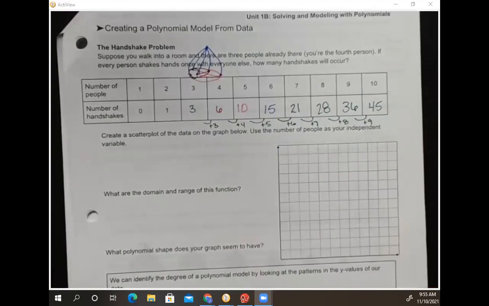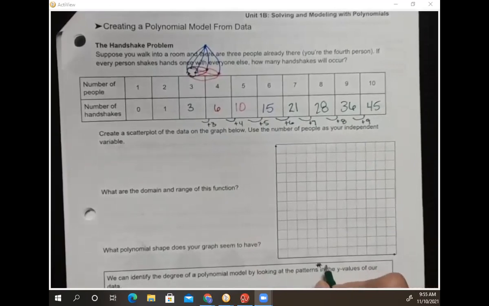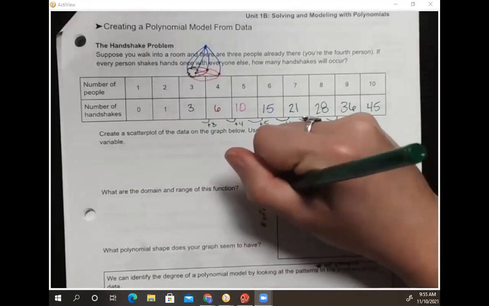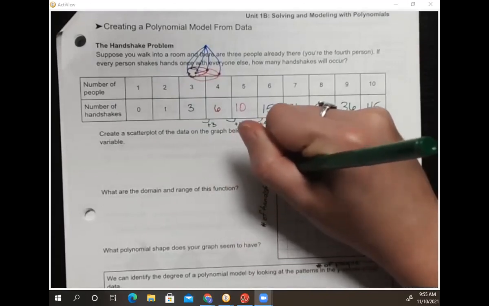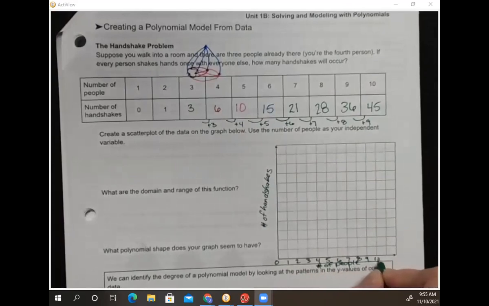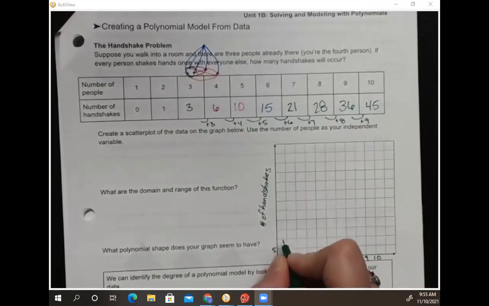Let's make a scatter plot of this information just to see the general shape of our data. So I'm going to put number of people as my X. And I'm going to put number of handshakes as my Y. And we've got enough space to go by ones for number of people. I'm going to go by fives for number of handshakes. If I go by ones, I'm going to run out of space really quickly. So I'm going to go by fives here.